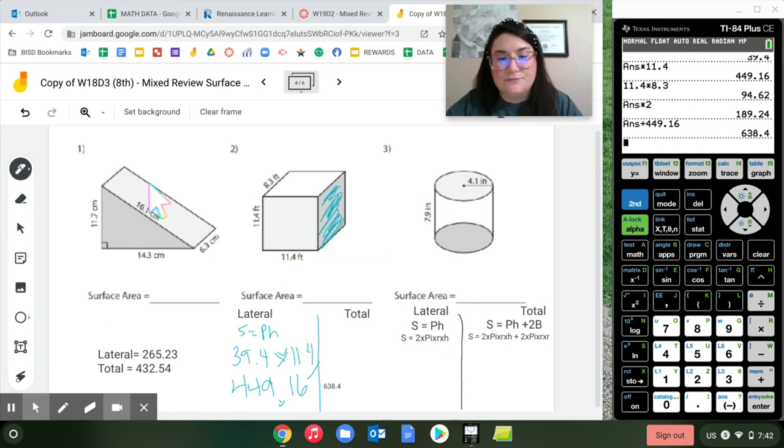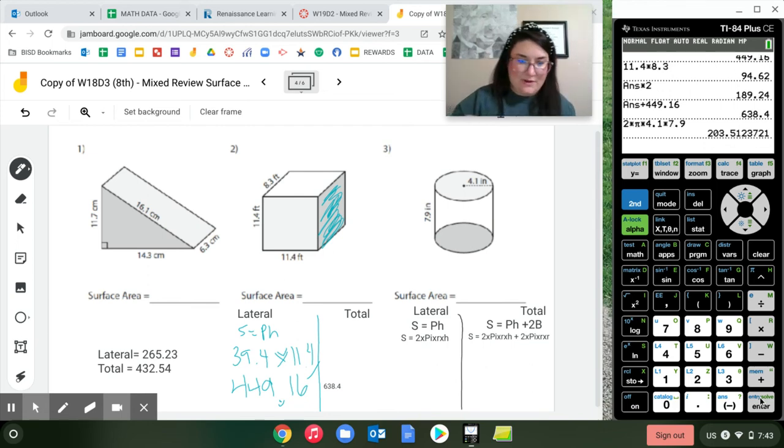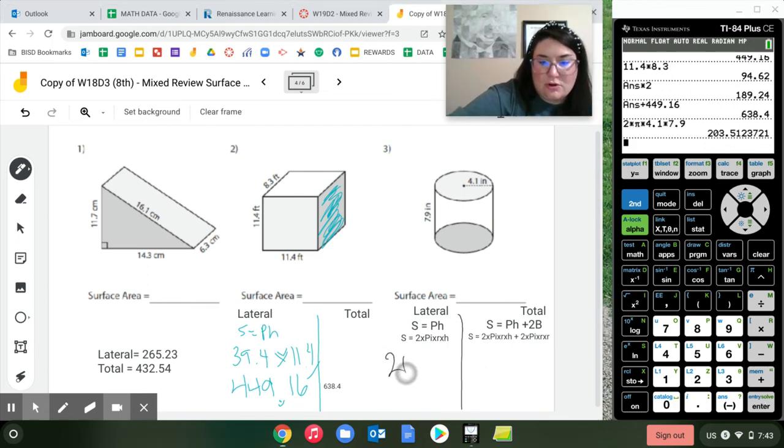Okay, so 2 pi, those just go in the calculator like normal. So if you're looking at my calculator over here, 2 times, there's my blue pi right there, so blue pi times my radius, this is already a radius, times my height. Okay, that's easy enough. So I get about 203.51.